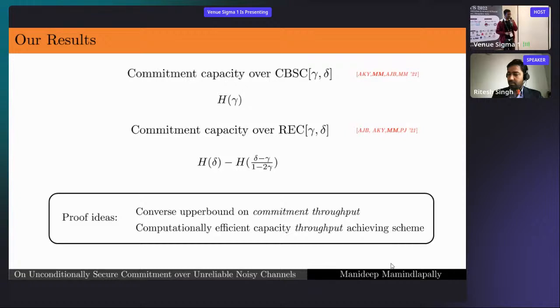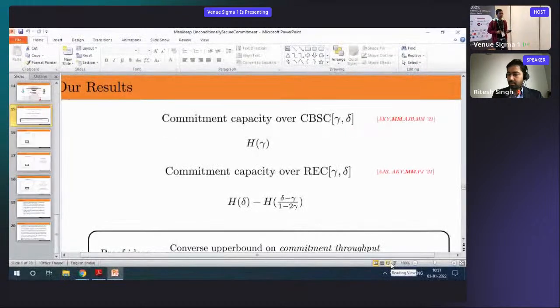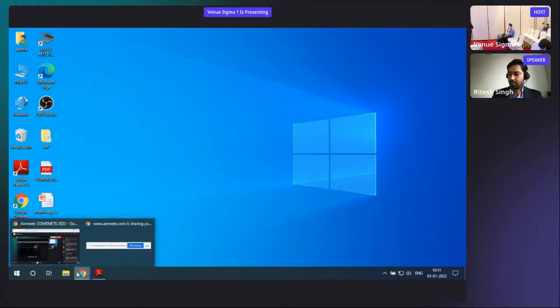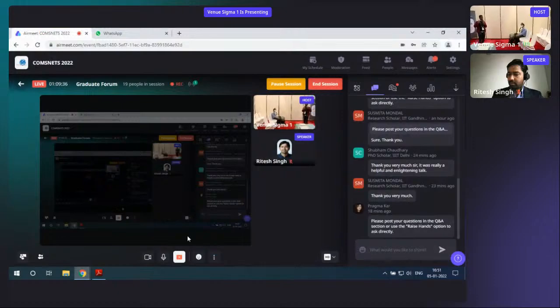Does that answer your question? Yeah, partially, I think. But are you assuming, in that result, any relationship between gamma and delta, like delta less than gamma, or no restrictions? Yeah, we have gamma and delta between 0 and half, and otherwise no restriction.